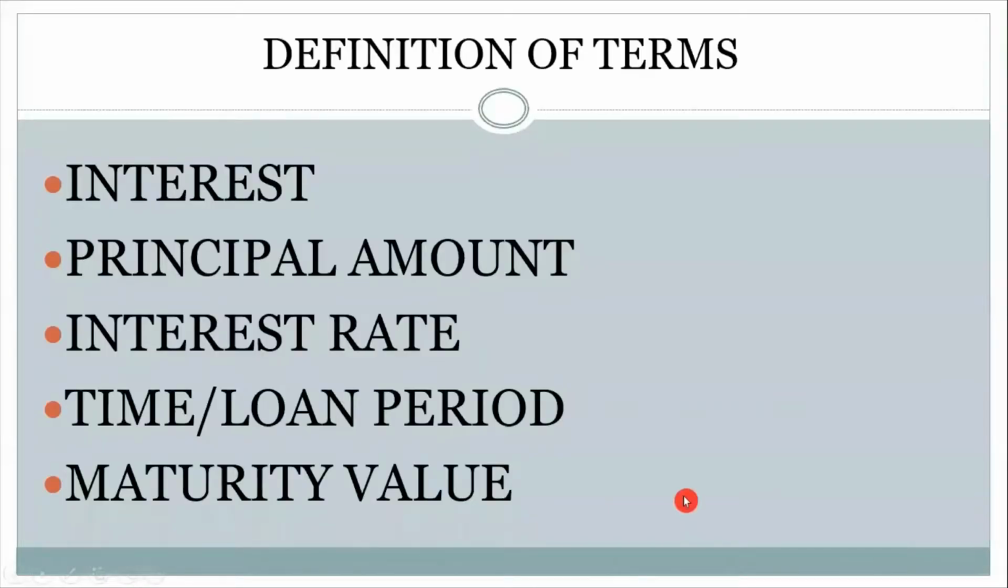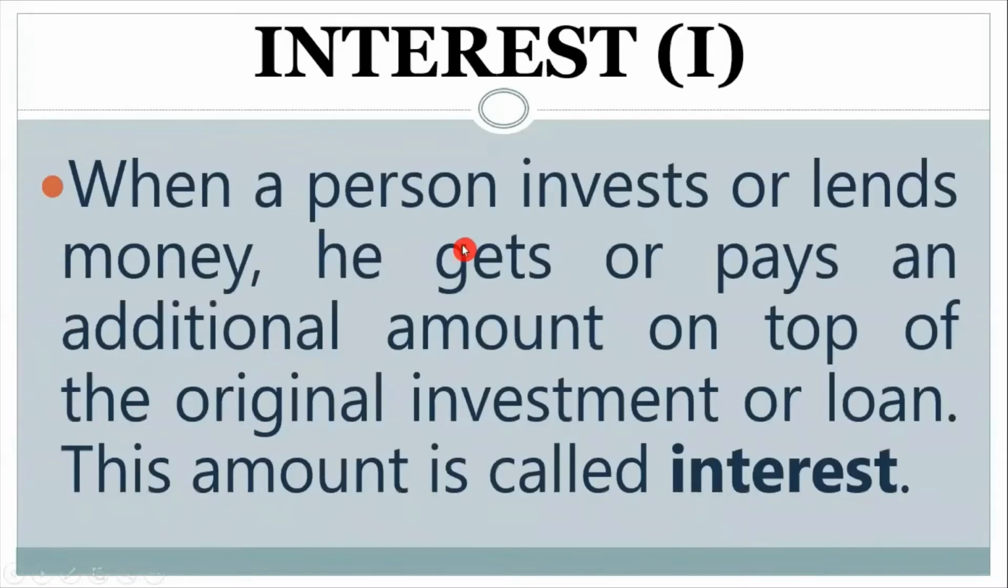So let's learn first the following terms. Let's begin with interest. When a person invests or lends money, he gets or pays an additional amount on top of the original investment or loan. This amount is called the interest. From a lender's viewpoint, kung ikaw yung nagpapahiram ng pera, this is the income or yung tubo on invested capital. But from a borrower's viewpoint, this is money paid for the use of money.